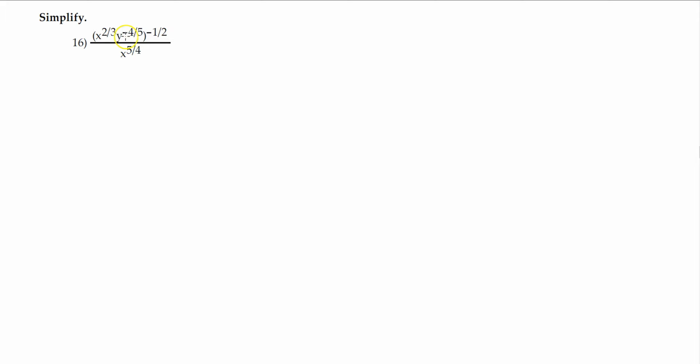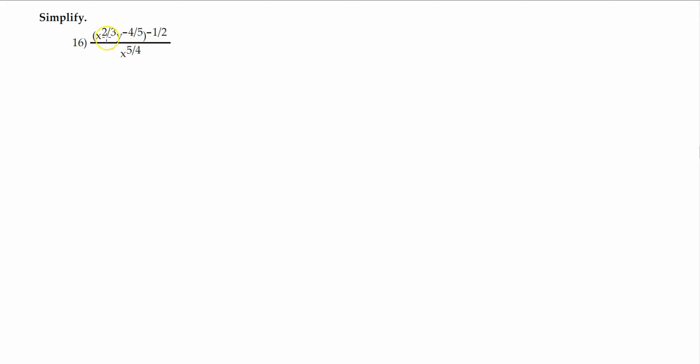Simplify. Okay, we have a fraction. In the numerator, we have a base in parentheses of x to the 2/3 and y to the negative 4/5, and all of that is to the exponent negative 1/2. In the denominator, we have x to the 5/4.